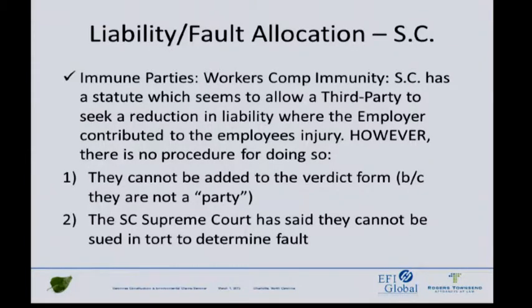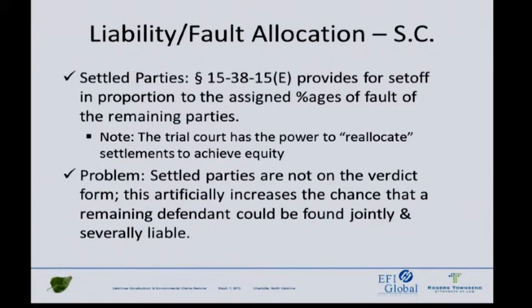You can't sue them. The South Carolina Supreme Court has specifically said that. And so in this case, they said, well, you can't bring them in, therefore there's no way you can establish they're at fault. So even though the statute says you can get credit for it if they're at fault, there's no procedure for establishing they're at fault. So it's a statute without a remedy. So you can't do that. They can't be added to the verdict form, and the Supreme Court has said you can't, therefore there's no way to determine that they're at fault.